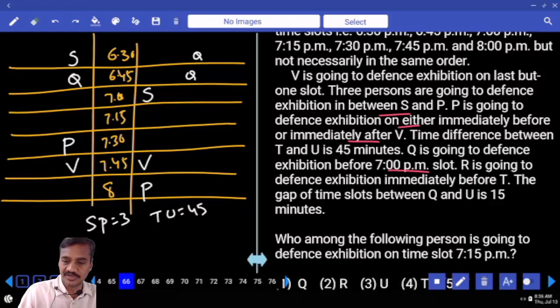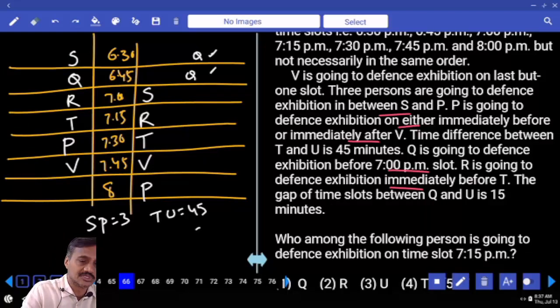R is going to defense exhibition immediately before T. Hence R and T must be together. Now here R and T must be together. Now Q must be at any one of these 2 places, hence R and T cannot be in the first 2 places. Hence R and T must be at this place. And T and U, the difference between these two is how much? 45 minutes. Now T is 7:15 and 45 minutes means either 6:30 or 8 o'clock. Isn't it? 7:15 and 8 o'clock, T and U.